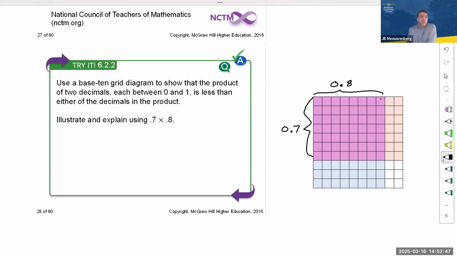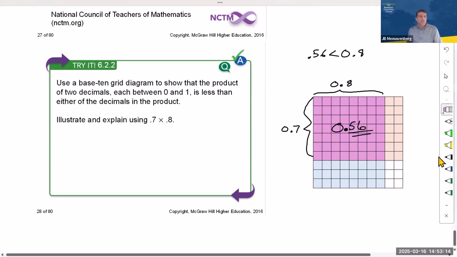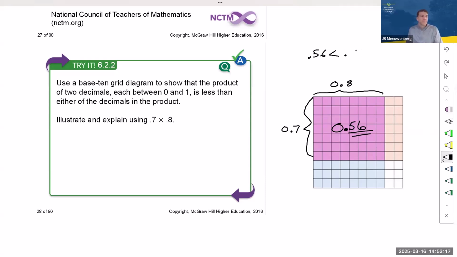When we multiply those two things together, we are only looking at these purple squares here in the middle. If we count them, it's going to be 56. 8 times 7 is 56. So this purple section is 0.56, which is 56 hundredths. 56 hundredths is less than 8/10. Let me be consistent and not use the decimal. 56 hundredths is less than 8/10. 56 hundredths is also less than 7/10.